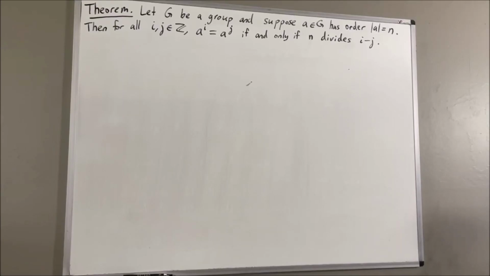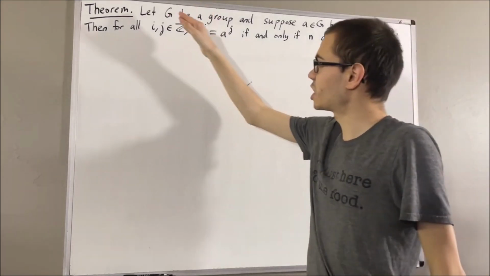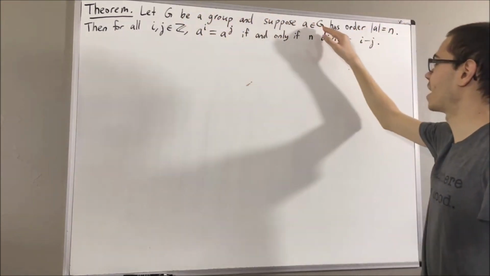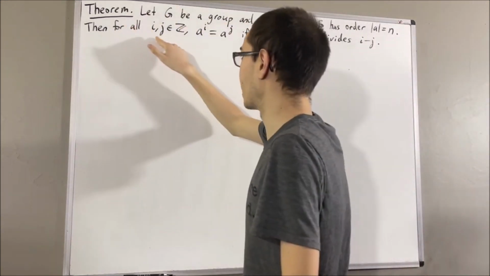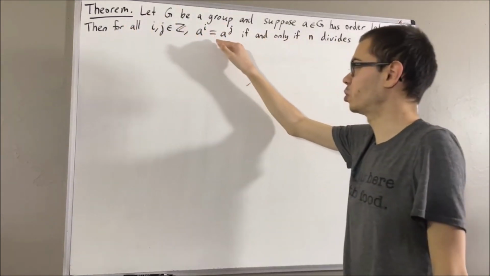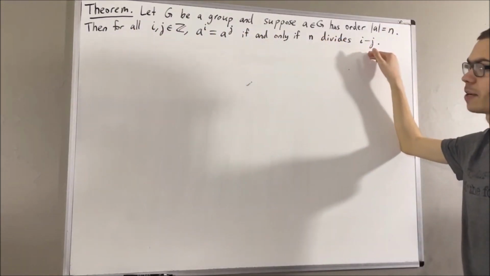Hello! In this video, we're going to prove the following theorem. Let G be a group and suppose a is an element of G with order n. Then for all integers i and j, a to the power of i is equal to a to the power of j if and only if n divides i minus j.